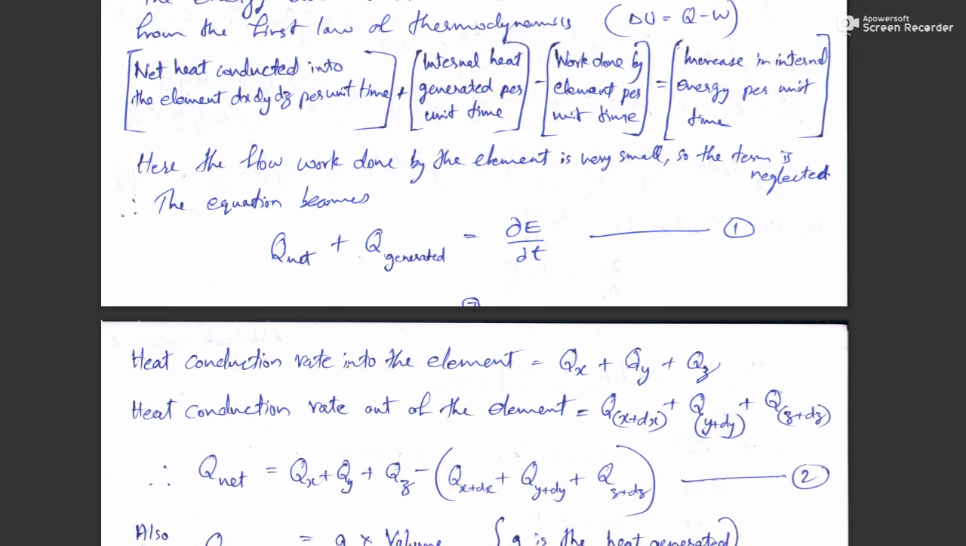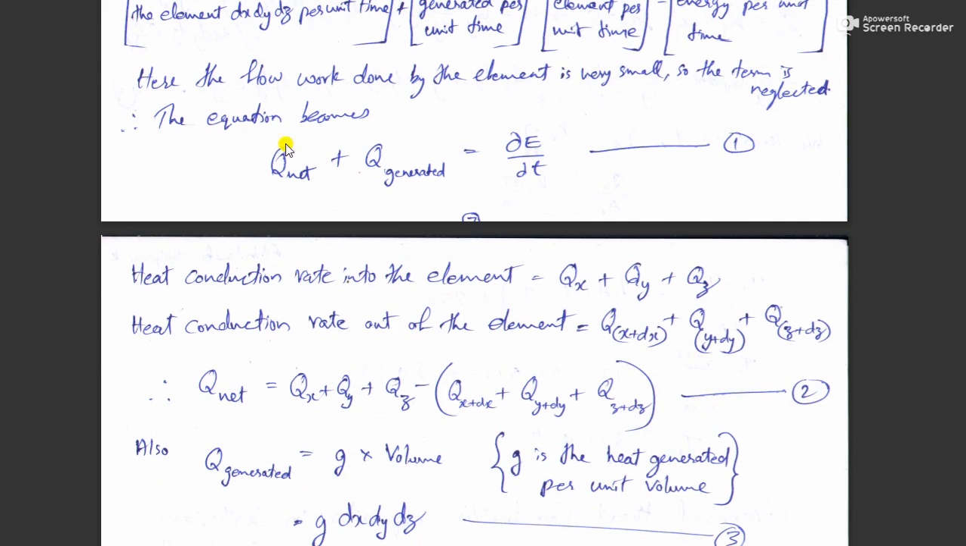Now we have to first find the expression for Q net, then the expression for Q generated, and then the expression for the change in internal energy, that is dou E by dou T, and then we substitute all those expressions into this equation. That is the way to go. Now first we have to find the net heat.